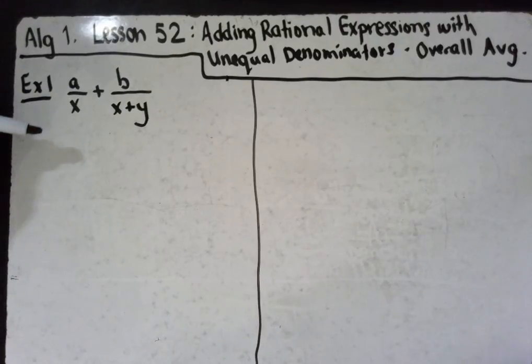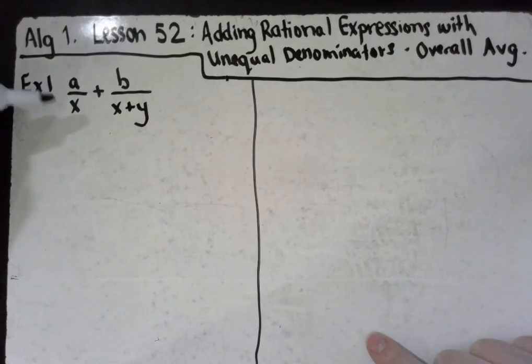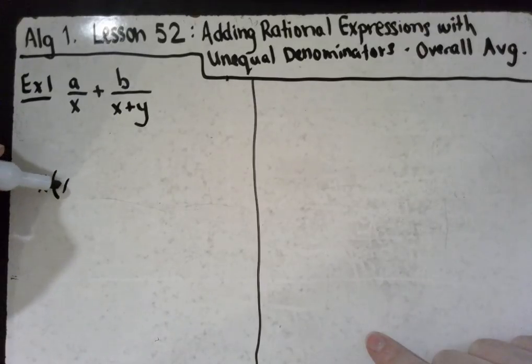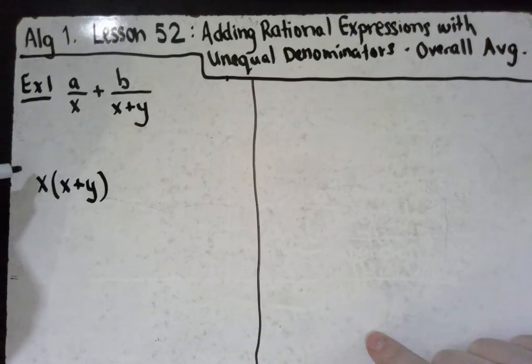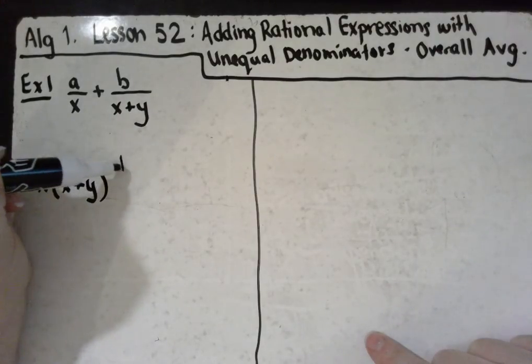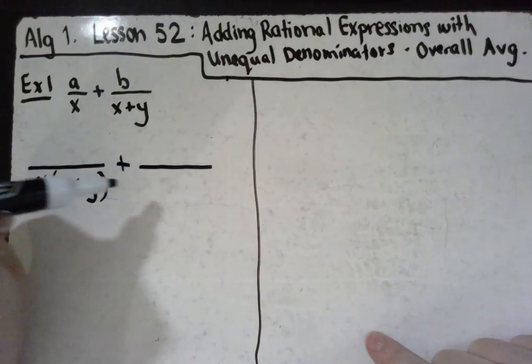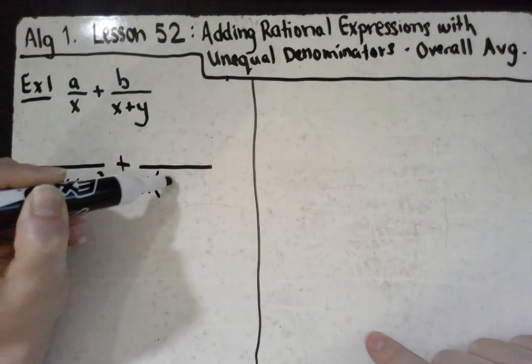The same rule applies with numbers, with variables. If you can get a common denominator, then you can add them. And so the common denominator for these two fractions would simply be x times x plus y. So I'm simply multiplying those together since there's really not an LCM that I can find besides that.